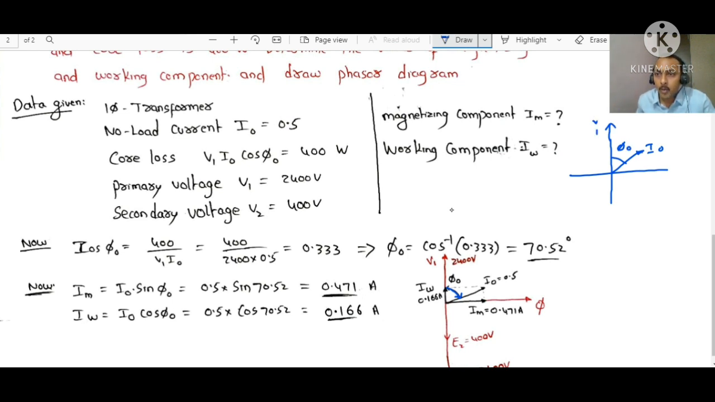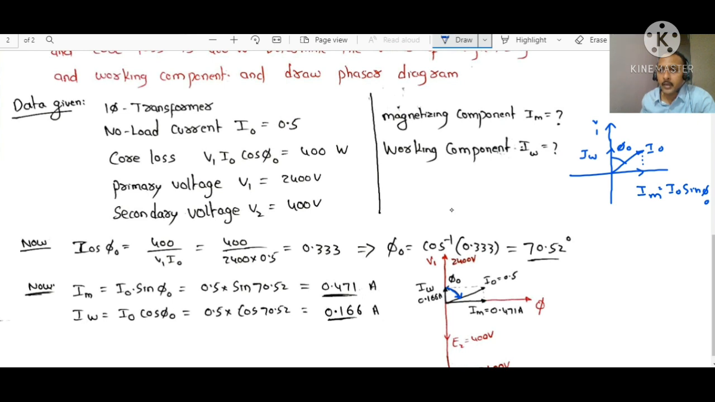Now this I0 can be resolved into two components. One is the horizontal component and another one is the vertical component. The horizontal component, denoted with Im, is called the magnetizing component. Very important: I0 is resolved into two components. Im is the magnetizing component and the vertical component Iw is the working component, right? Now this Im is equal to I0 times sine phi 0, and this Iw is equal to I0 times cos phi 0. Clear?